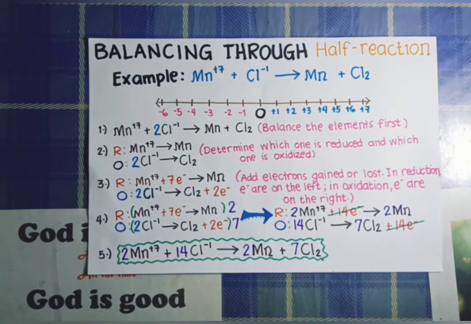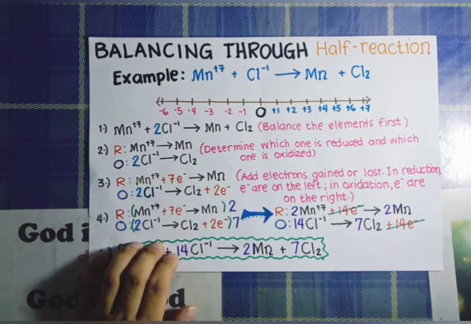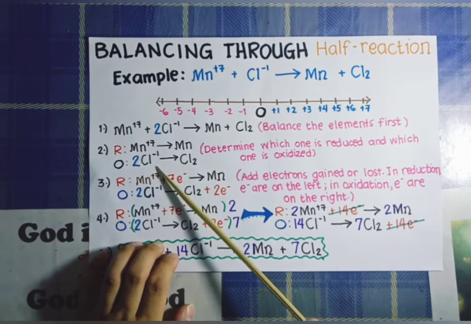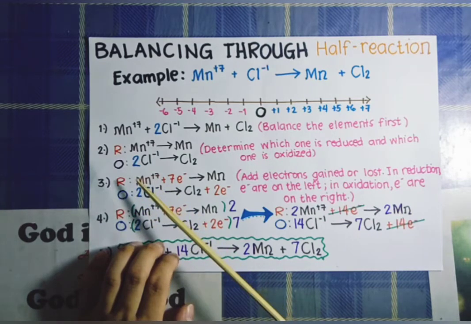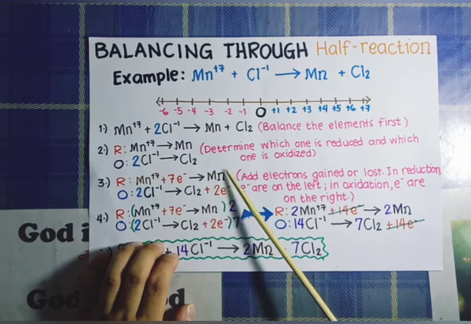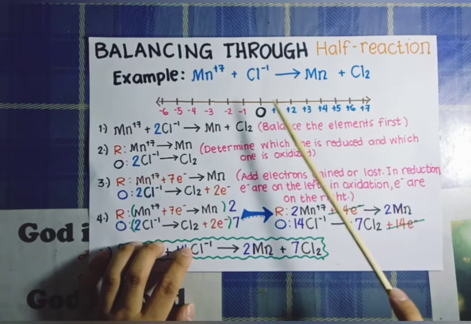Now, the next thing that we are going to do is to add electrons gained during the reduction or lost during the oxidation. Again, in reduction, electrons are on the left side of our equation, and in oxidation, electrons are on the right side of our equation. The one that underwent reduction is the manganese with a charge of +7, and the one that underwent oxidation is the chloride ion with a charge of -1. For reduction, our manganese with a charge of +7 turned into manganese with no charge at all. So that's from +7 to 0.